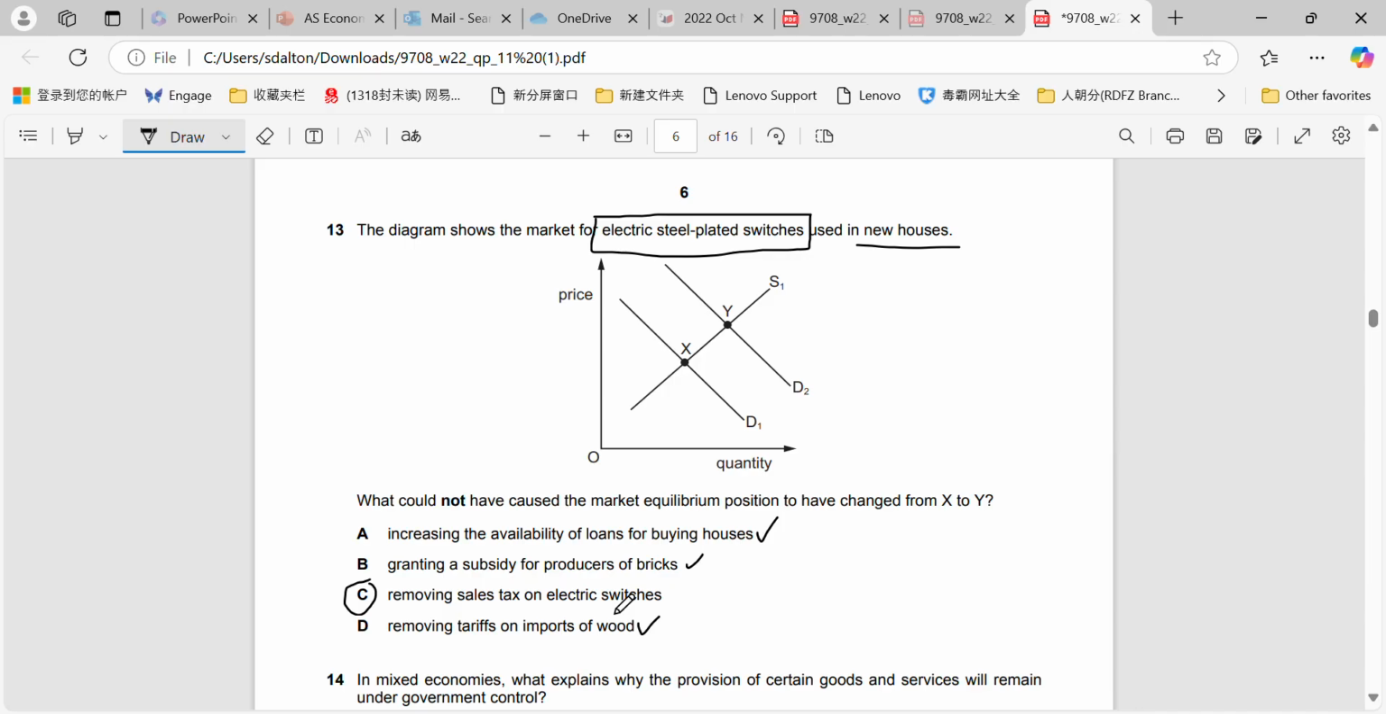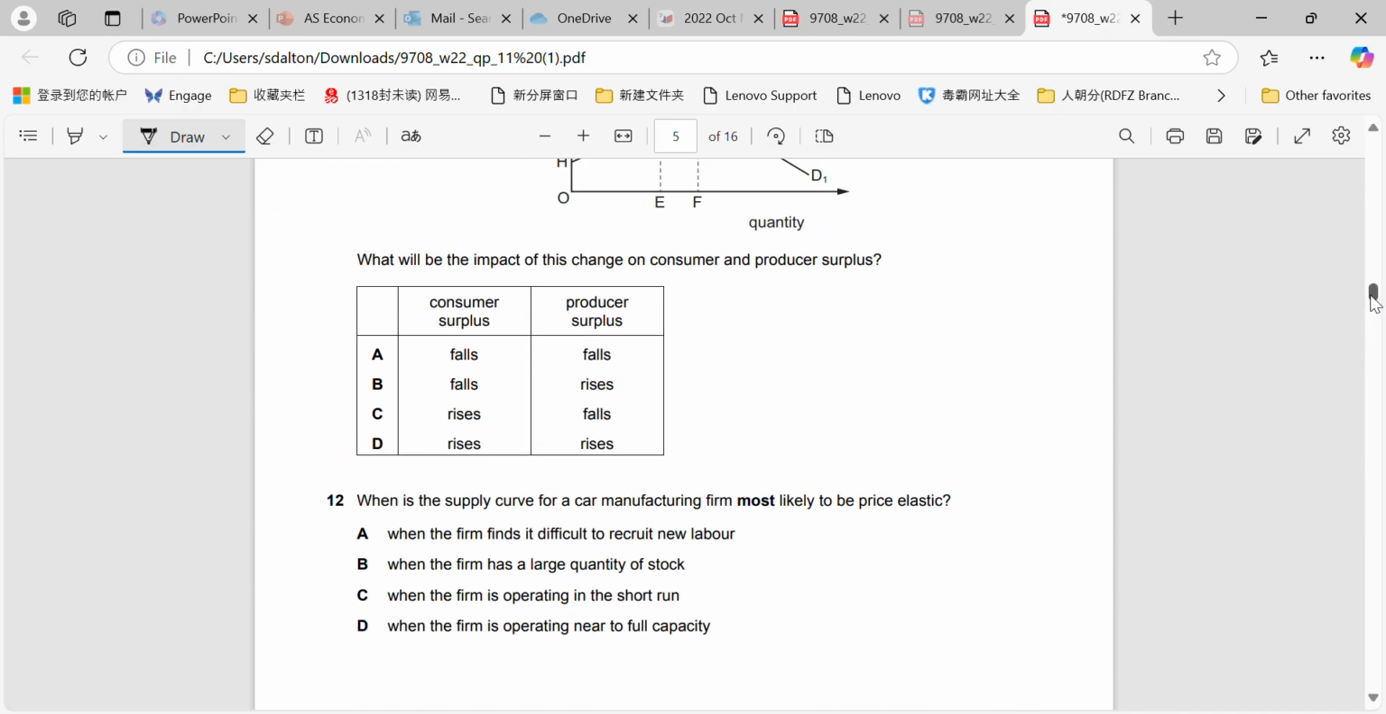It is a very small component of all of the costs involved in building a house. So all of the other options that directly impact the cost of production or the demand for buying or using new houses will have an impact on electric steel-plated switches. C will not, because it would not result in that significant of a shift in demand. It would not result in any change in demand really, even though it will lower their price. We're depending on new houses to be demanded in order for switches to be demanded. Okay, I thought that one was quite tricky.